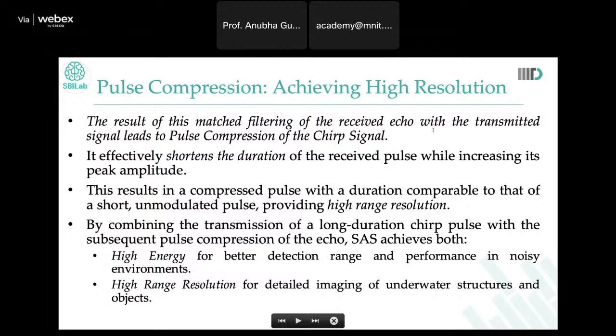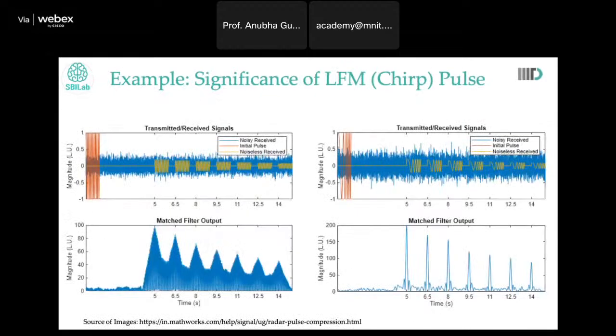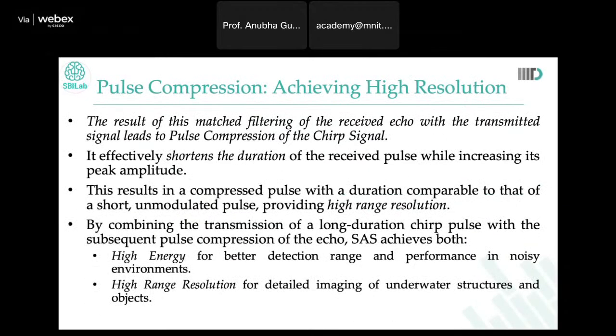So the result of matched filtering of the received echo with the transmitted signal leads to pulse compression of the chirp signal. It effectively shortens the duration of the received pulse after matched filtering while increasing its peak amplitude, which you can also see in this diagram. See how much peaking has happened? Very sharp peak, so you can precisely locate where your targets were. This results in a compressed pulse with a duration comparable to that of a short, unmodulated pulse, providing high range resolution. We saw that range resolution improved from 7.5 meters to 3.75 centimeters for our example.